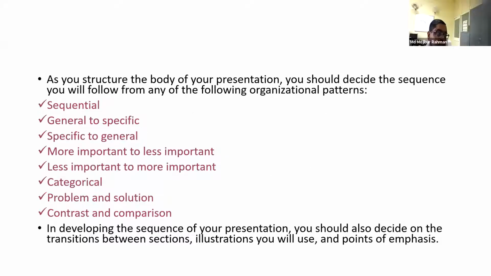Then you structure the body of the presentation. You should decide the sequence you will follow from any of the following organizational patterns. Now, in writing, we use a certain kind of organizational pattern, and these organizational patterns are used in different kinds of writing. So sequential organizational pattern: when we are dealing with a process, we use the sequential organizational pattern. Then we have general to specific and specific to general pattern.